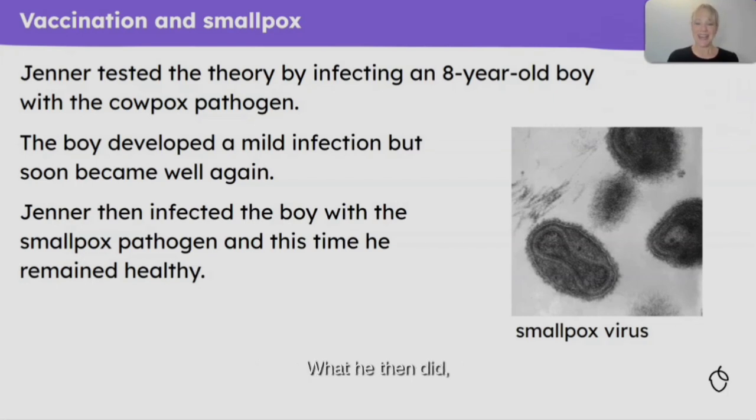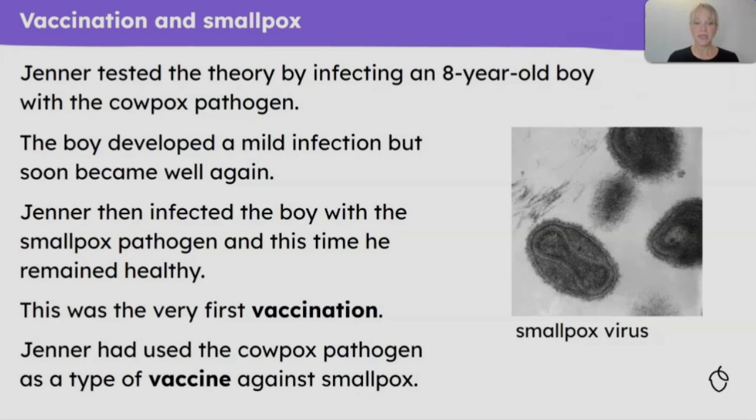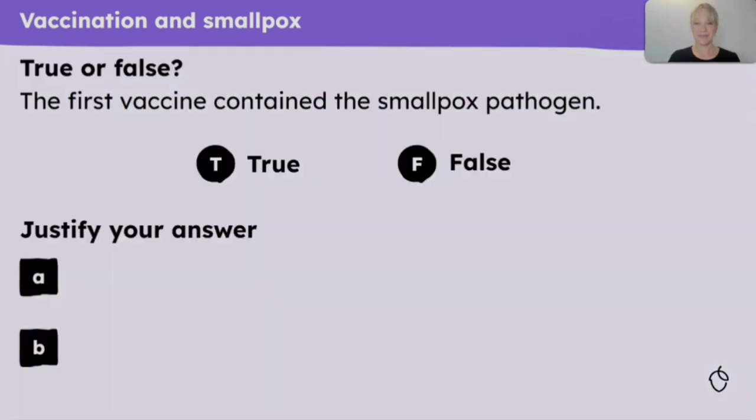What he then did, and actually there's lots of ethical reasons why you shouldn't do this, he then took the smallpox pathogen and he actually infected the boy with that smallpox pathogen. And the boy remained healthy. Okay, so he didn't contract that disease. This is an example of the very first vaccination that we had. Jenner had used the cowpox pathogen then as a type of vaccine against smallpox. This is a complete revelation to the medical industry.